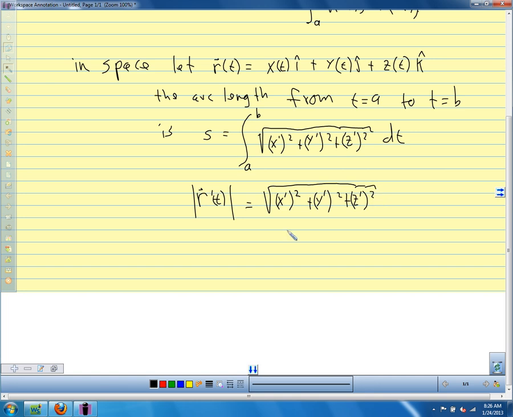So we can say in space, for a vector valued function, s is the integral from a to b of the magnitude of r prime of t dt. And our assumption here is that r of t is smooth on our interval. So this is how we're going to work with arc length when we're working with a vector valued function. Arc length is just the integral over our interval of the magnitude of r prime.